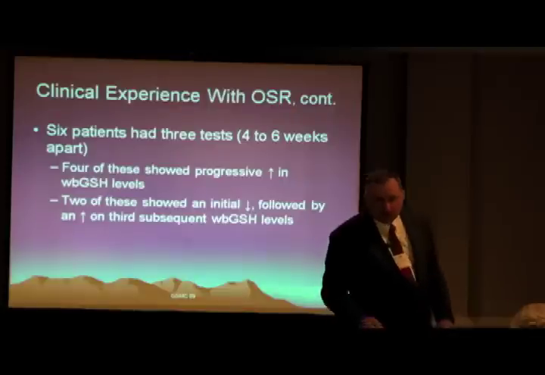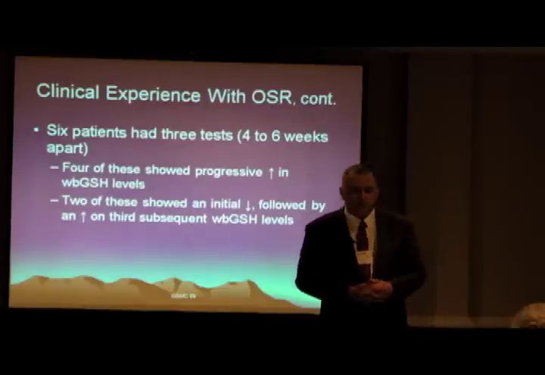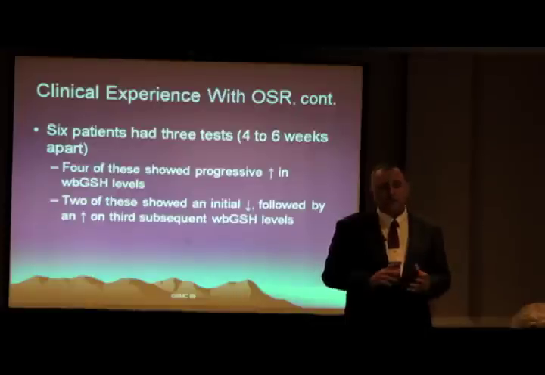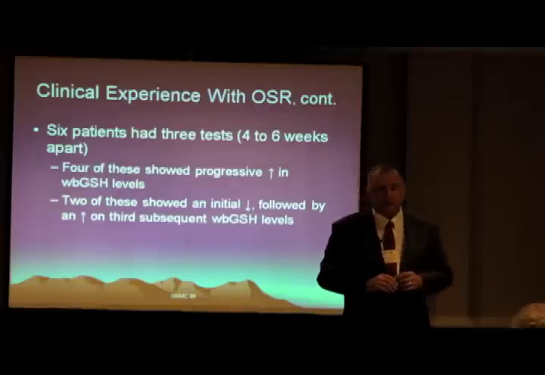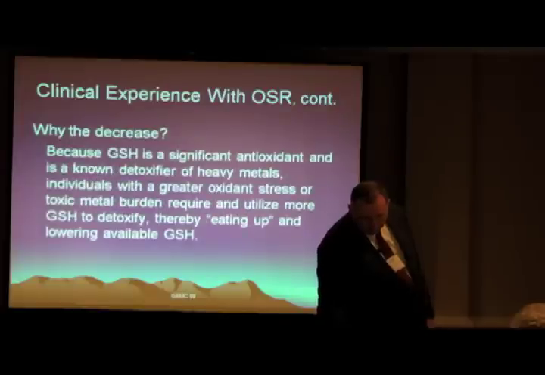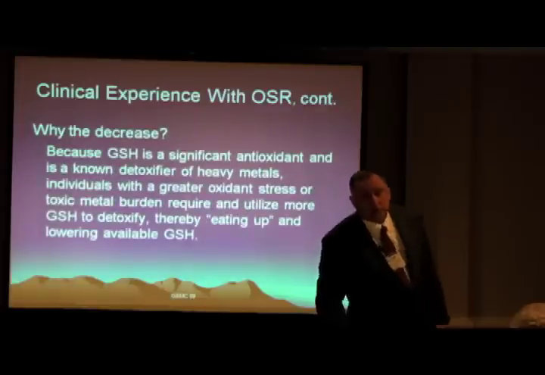Now, 6 patients had 3 tests, 4 to 6 weeks apart. 4 of those showed a progressive increase in glutathione levels, and 2 of them showed an initial drop followed by an increase on the 3rd or subsequent determination. But, of course, we are asking the question, why would it go down?